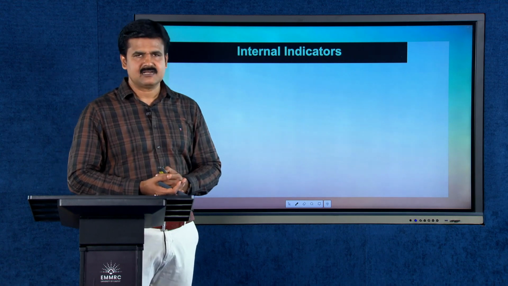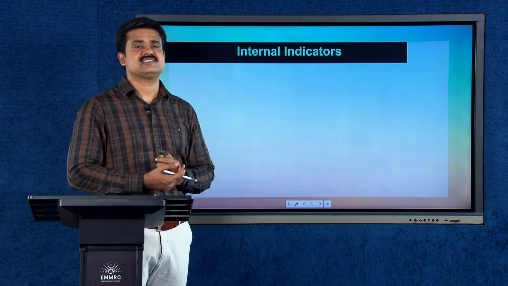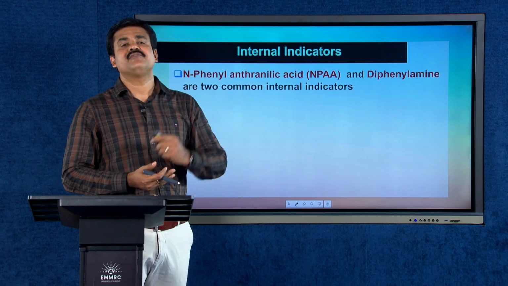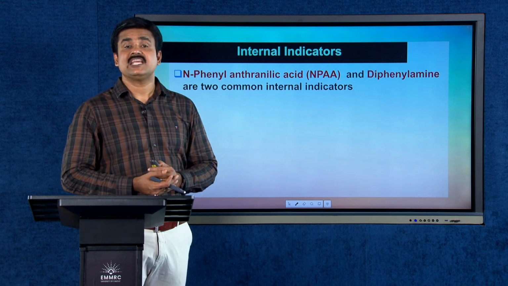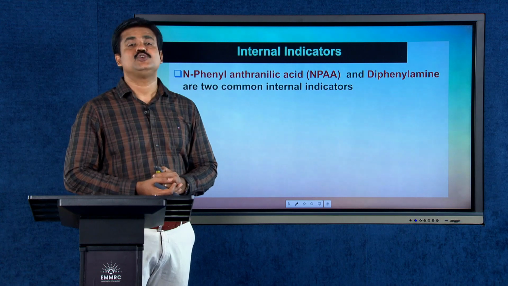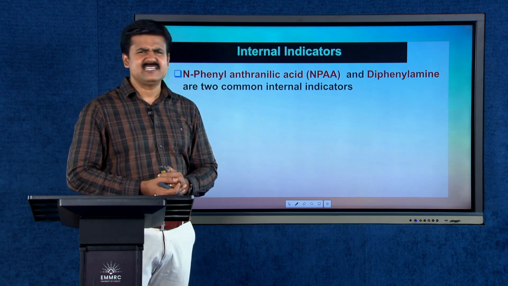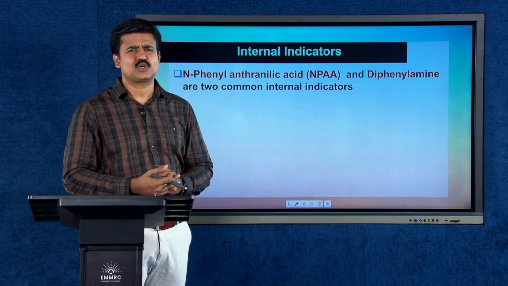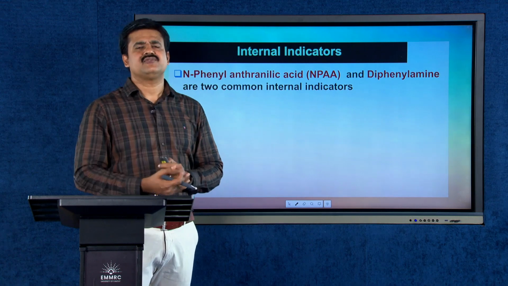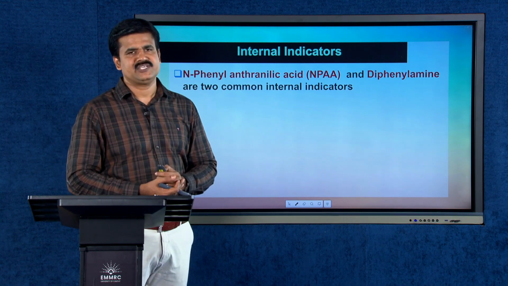Now we are discussing the second category of indicator that we use in potassium dichromate titrations. They are nothing but internal indicators. N-phenyl anthranilic acid, abbreviated as NPAA, and diphenylamine are two common internal indicators. As the name indicates, these materials can be mixed with the reaction medium, similar to phenolphthalein, methyl orange, etc. So these kinds of indicators can be mixed with the reaction medium to get to the end point.